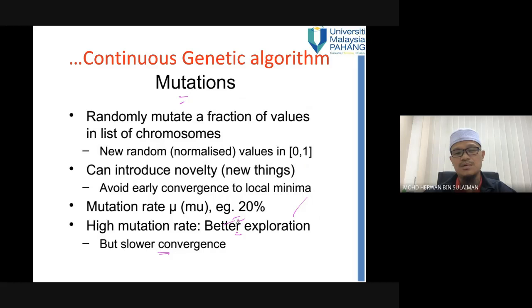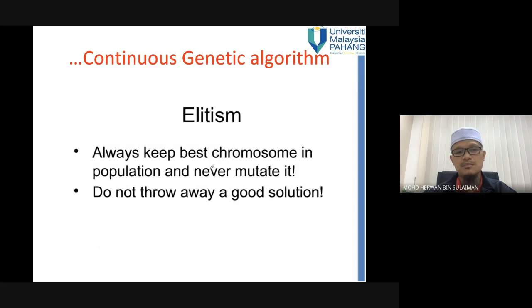That's why you need to balance between the mutation as well as the crossover. And then you need to apply elitism. This one, you keep the best chromosome in the population and never mutate it, so you do not throw away a good solution. This is what is meant by elitism.